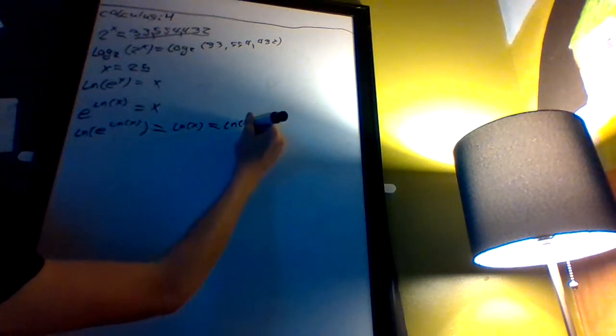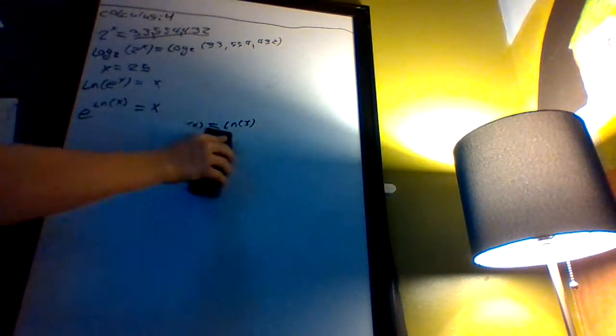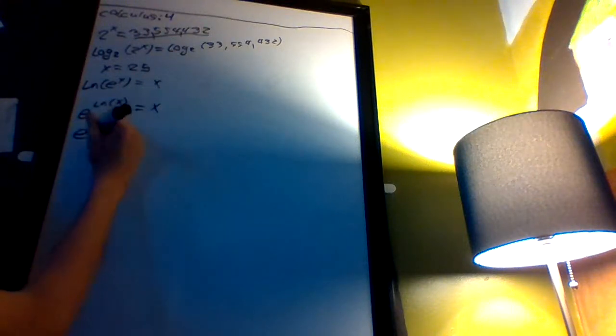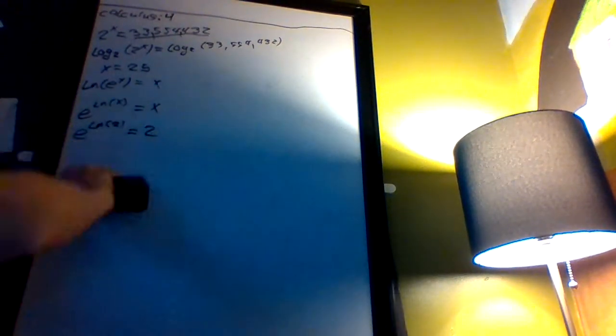Take the natural log of that side. It's natural log of x. That's why. So, yeah, it's pretty obvious that e to the natural log of x is x. Basically meaning e to the natural log of 2 is 2. So now, let's talk a bit more about that.